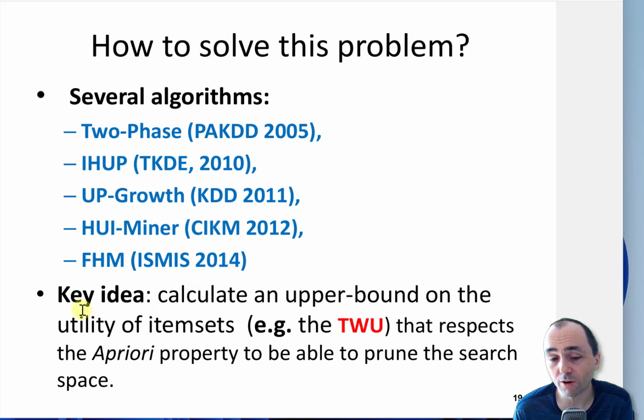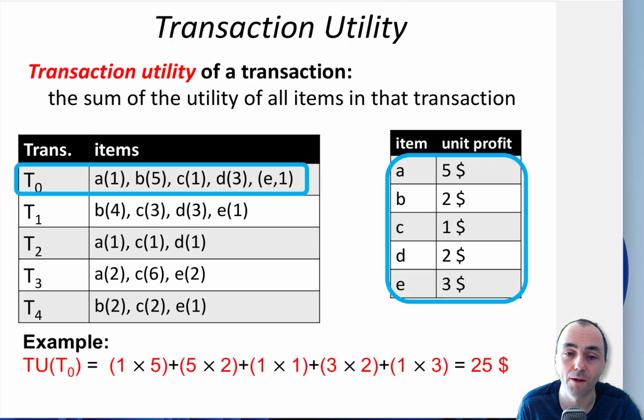So how do they work? The key idea: the utility of the item set is not anti-monotonic. So instead of this, they will use some upper bound on the utility that will respect the Apriori property, the anti-monotonicity property, and then this will help you to reduce the search, to eliminate some possibilities. So I will explain to you first what an upper bound is. Like the TWU, which is used by almost all the algorithms.